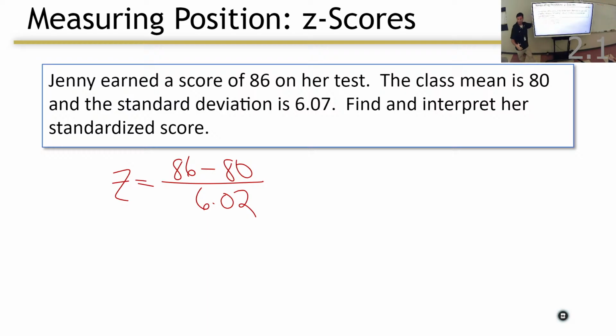6.02. Let's talk calculator etiquette because I have seen students do this before. 86 minus 80 divided by 6.02. Wrong. Your calculator will do 86, then 80 divided by 6.02. I don't want 80 divided by 6.02. I want 86 minus 80, divided by 6.02. So do one of two things. 86 minus 80, enter, divided by 6.02. Or 86 minus 80 in parentheses.